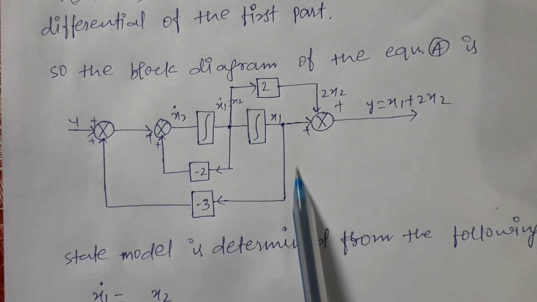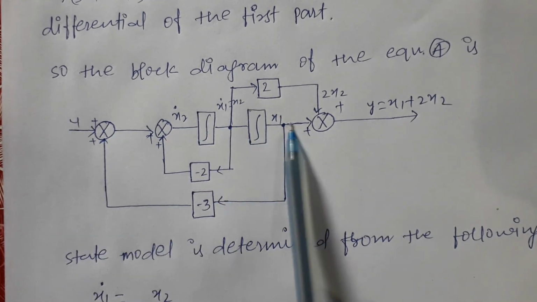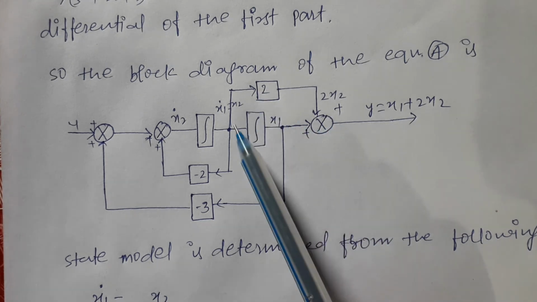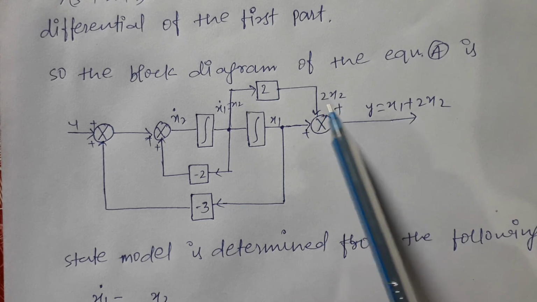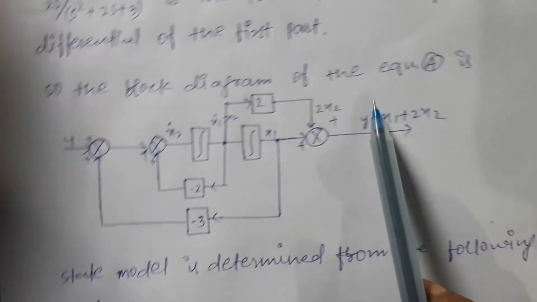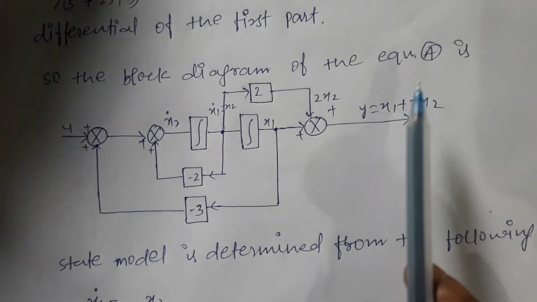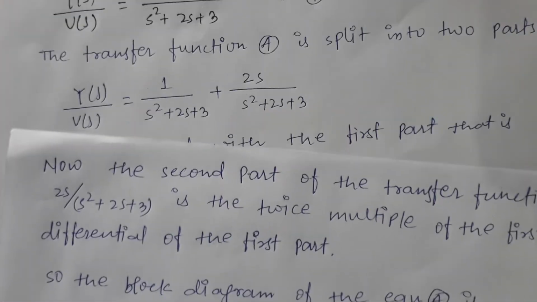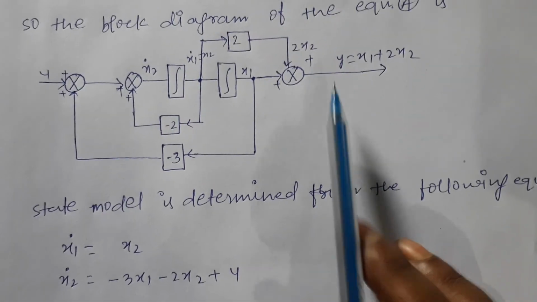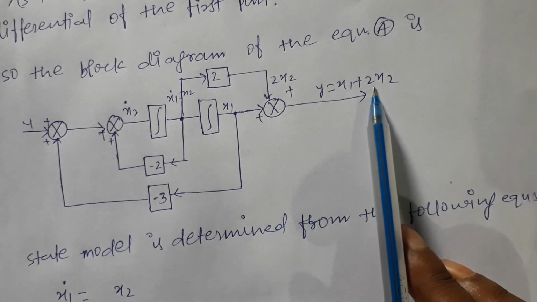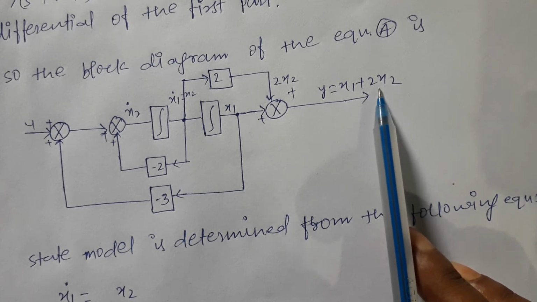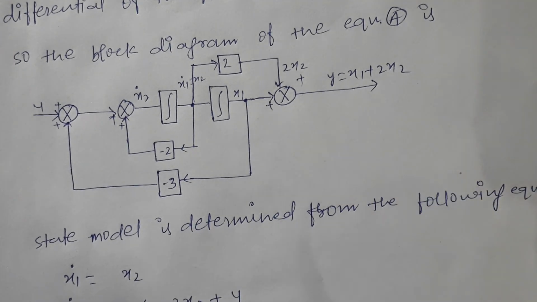Here this part is the same as previous. Only we add one summing point, and 2x2 is incoming to this summing point, because in the question the numerator is 2s plus 1, that's why here y equal to x1 plus 2x2, because x2 represents the first order differential, and we suppose the first order differential is x2.